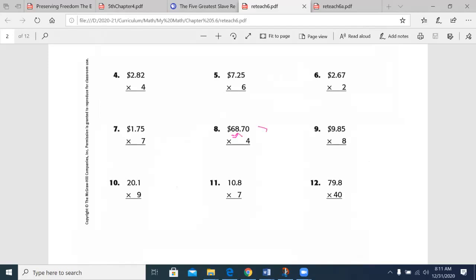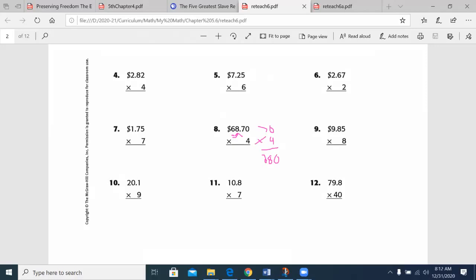I'm going to go to 70 because 70 times 4 is a lot easier to multiply than 69 times 4. And I know that 7 times 4 is 28. And there's a 0 there, 280. So that's what you're going to do on this lesson.